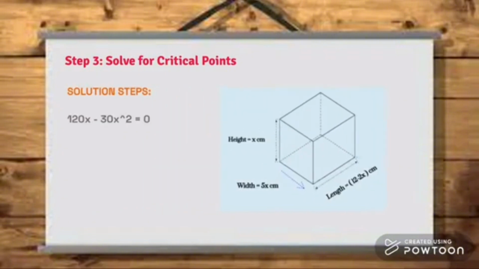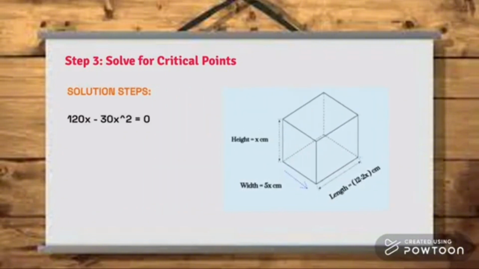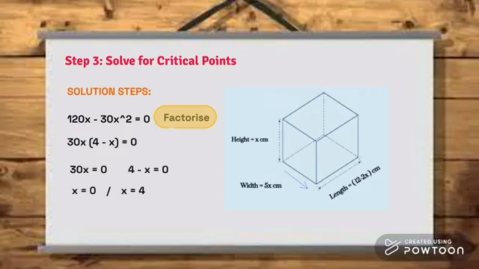Now we solve 120x minus 30x squared equals 0. I can factor out 30x from both terms. This gives me 30x times (4 minus x) equals 0. This equation gives us two possible solutions. First, when 30x equals 0, x equals 0. Second, when 4 minus x equals 0, x equals 4. So we keep x equals 4 as our potential maximum.